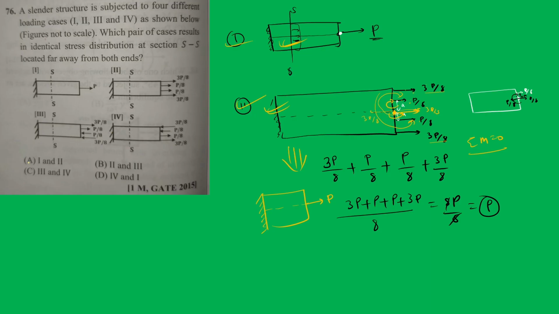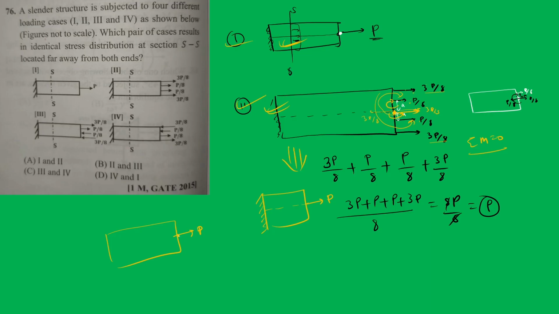Why? Because you can see option A is there: 1 and 2, option 2, 3, 3, 4 and 4, 1. So you can see 3P by 8, P by 8, P by 8, 3P by 8. The summation of all those will give you what? The P. The summation of all those will give you the P.